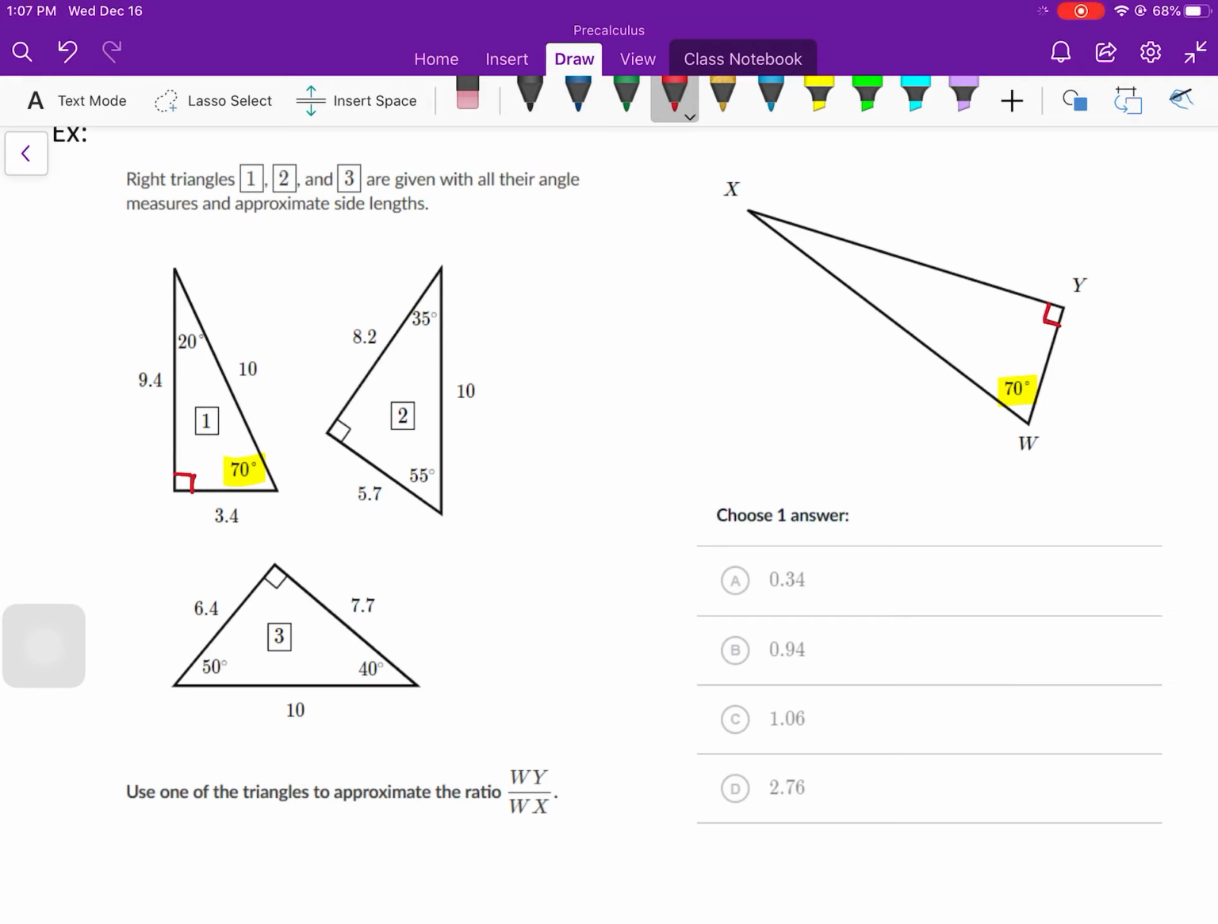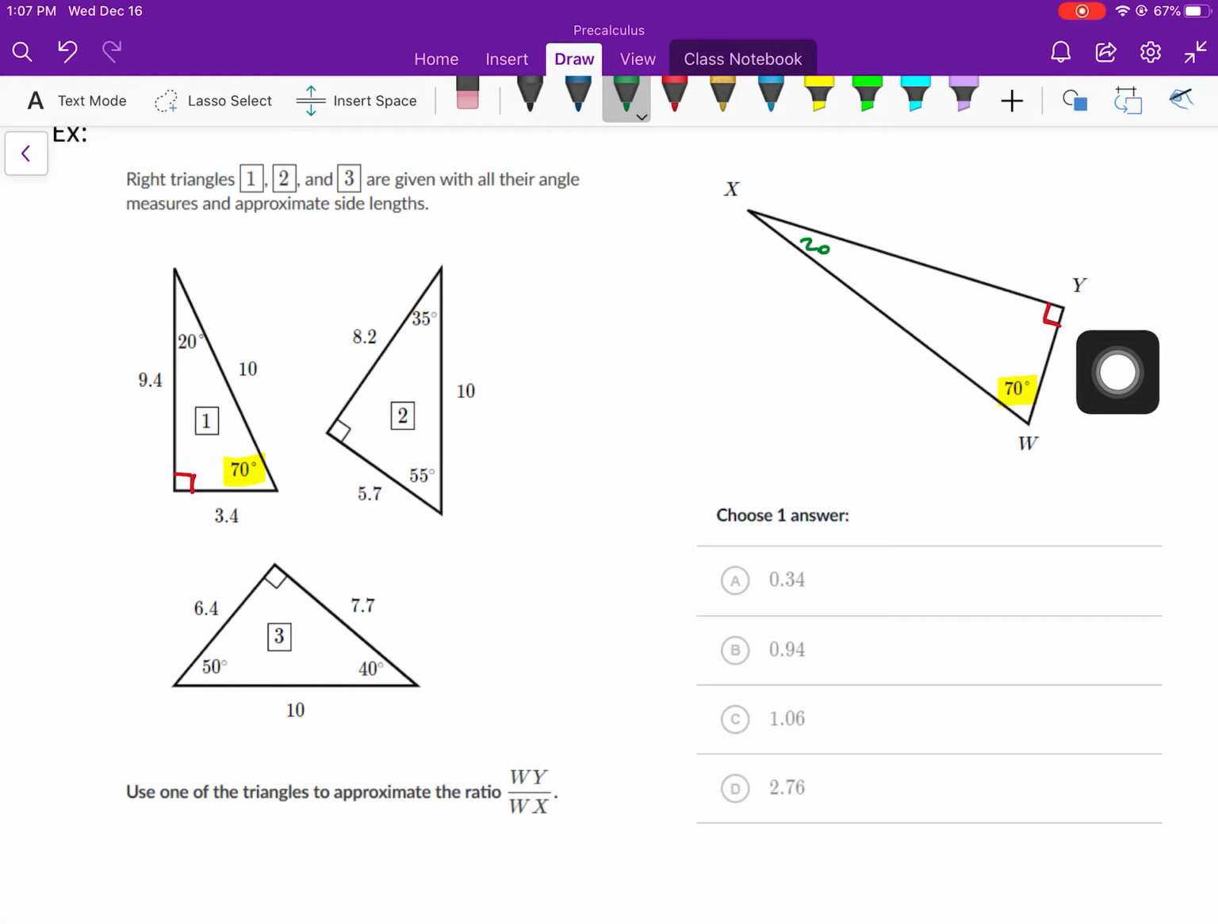They all have right angles though. So if this angle is 90 and this angle is 70, they all add up to 180. That means the last angle must be 20 degrees. So there you go. We know they're similar because they all have the same angles. So we're going to use that ratio.